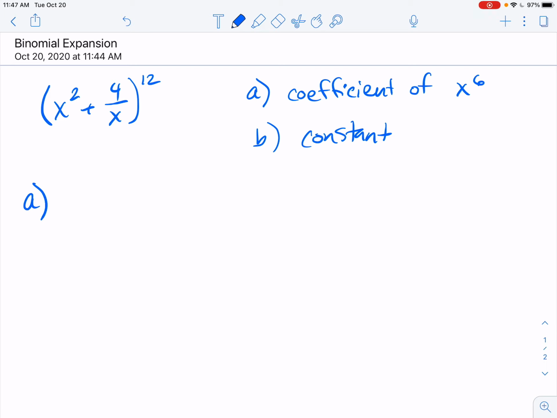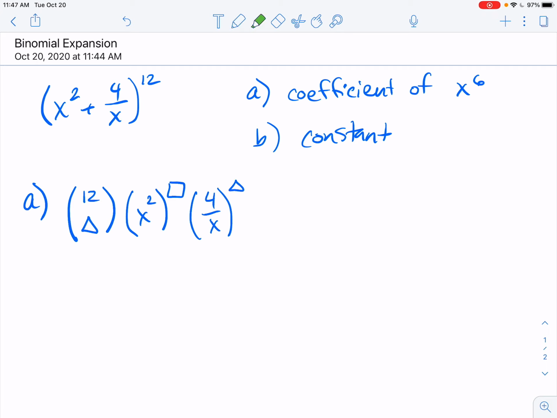What happens here is that each term becomes 12 choose something, and then you have this x squared to a power. And then the 4 over x is also going to be to the same power. Notice this and this are the same, typically. There we go. Sorry. Okay. So here's how we would set this up before.